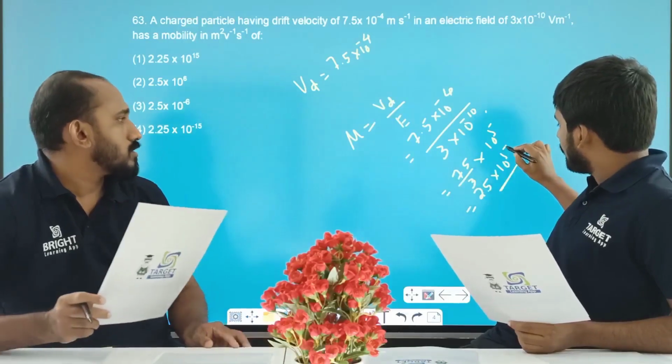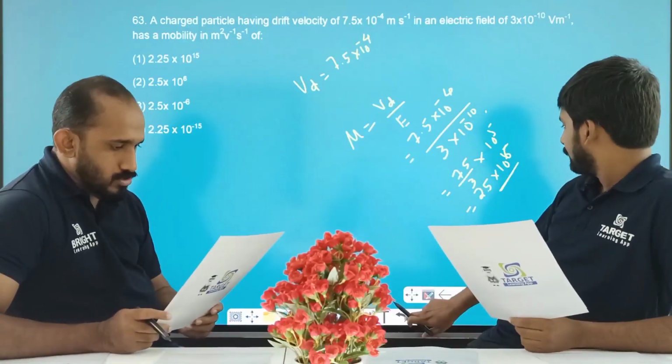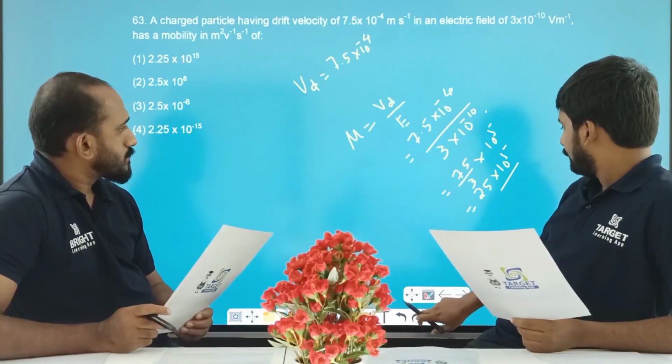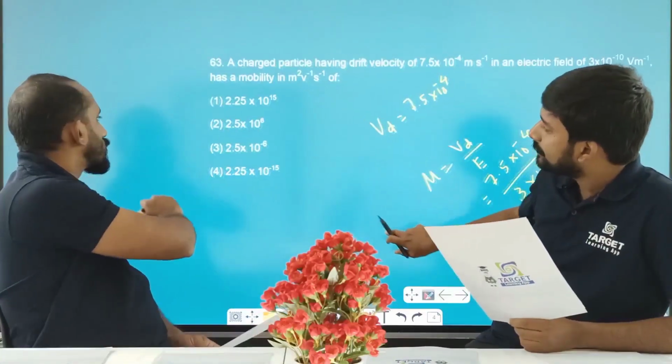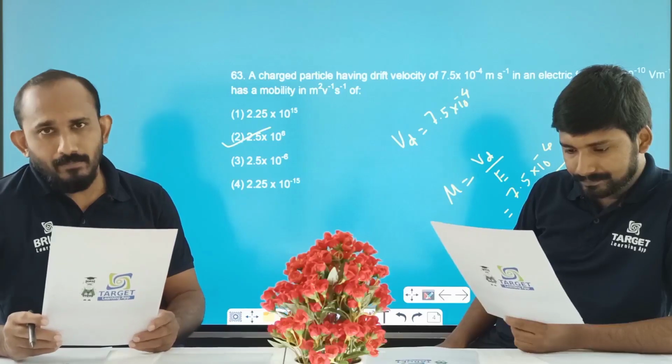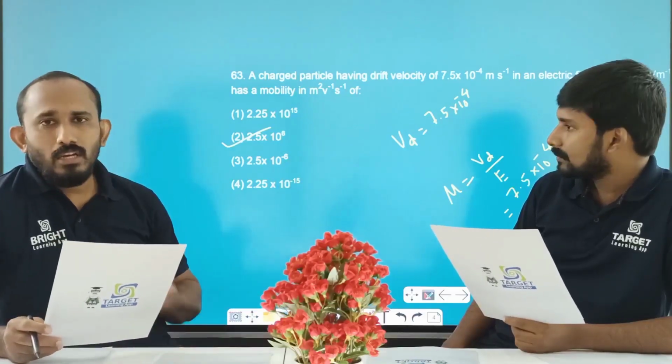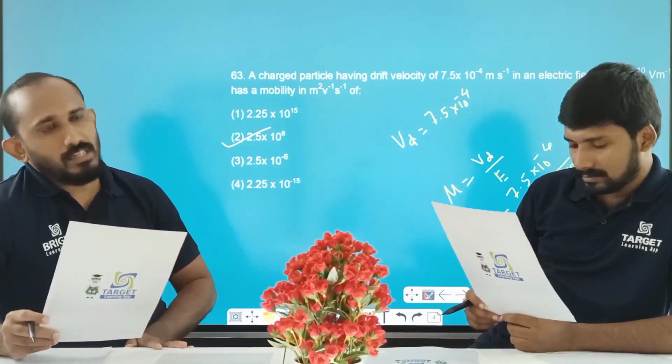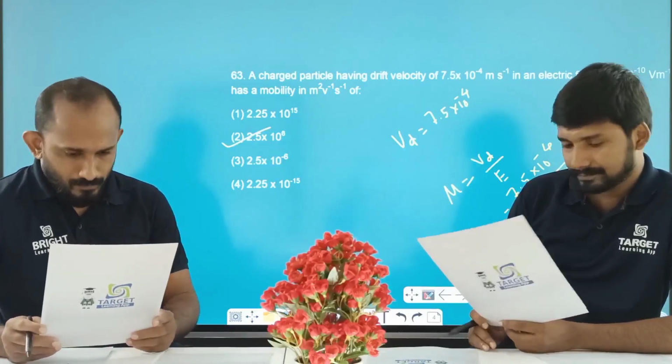So the answer is 2.5 into 10 raised to plus 6, that's the value of the mobility. Mobility is the ratio of drift velocity to the magnitude of the electric field. That's the meaning of mobility.